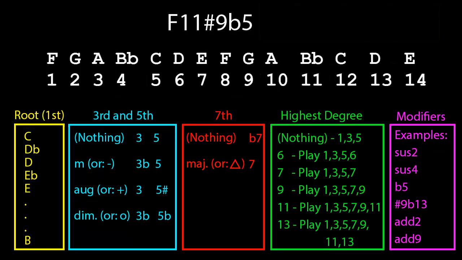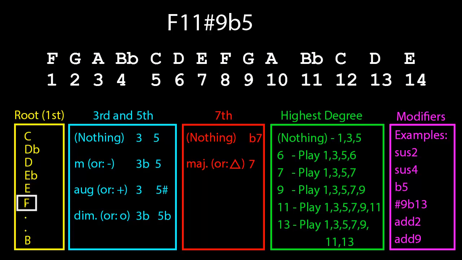Here's a third example, the F11 sharp 9 flat 5 chord. The root here is F, so we're going to have to construct the F major scale, which is made out of the notes F, G, A, B flat, C, D, E, and back to F, and then repeat it twice, and count the degrees. F is the 1st degree, G is the 2nd, A is the 3rd, and so forth.